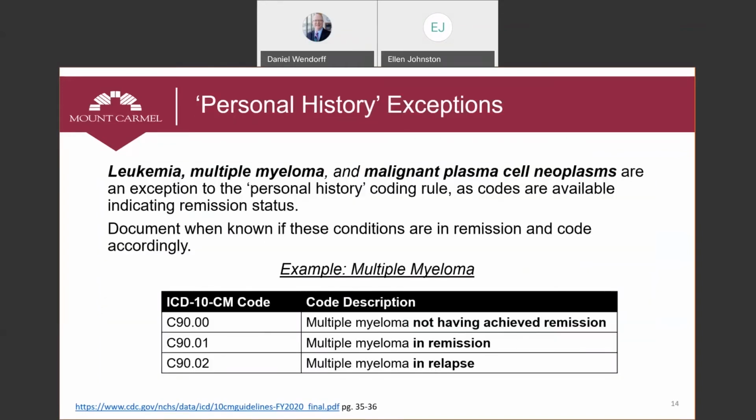There are a few exceptions when it comes to cancer documentation. These exceptions are leukemia, multiple myeloma, and malignant plasma cell neoplasms. In general, these conditions do not use personal history codes. Instead, these conditions should be documented as active or in remission. In the example on the slide, included about multiple myeloma, there are codes available for not having achieved remission, in remission, or in relapse.